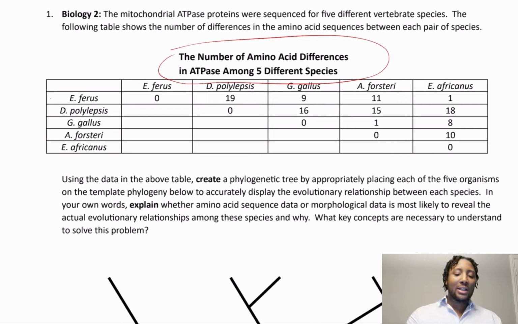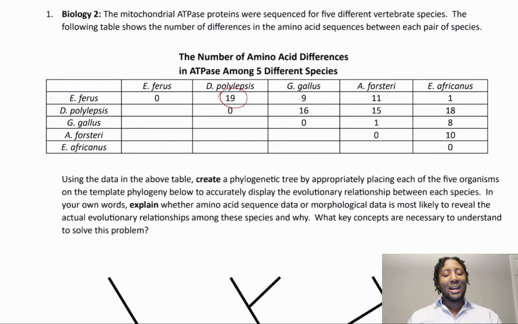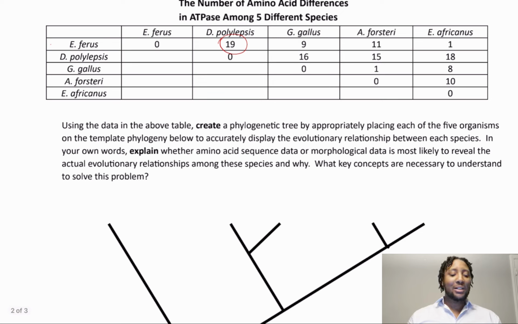So let's go ahead and take a look here. In our table, the thing that's most eye-catching is this 19 here. This is saying that D. polylepsis and E. ferris have 19 amino acid differences in ATPase. So these are far different from each other. Right off the bat we can say that E. ferris and D. polylepsis will either be here or here. They'll be most distant from each other.